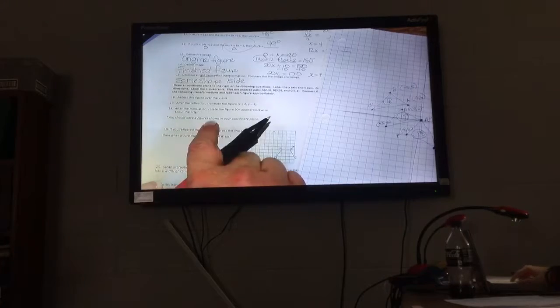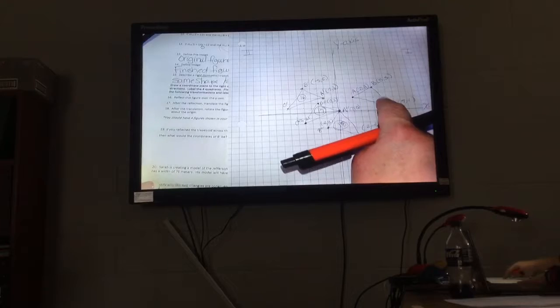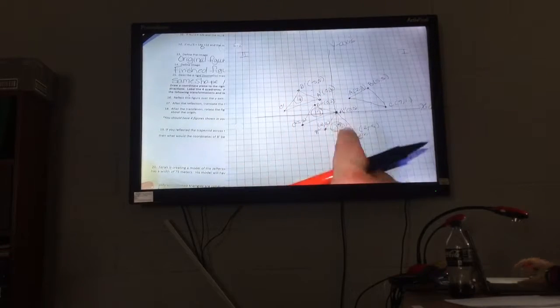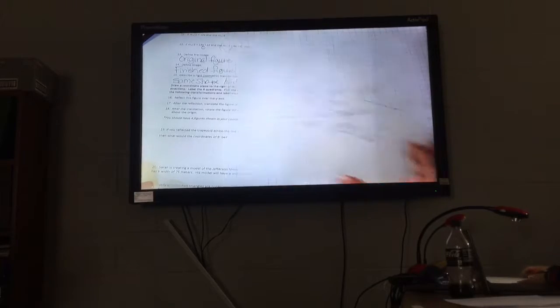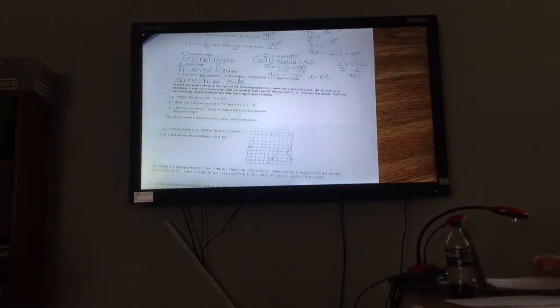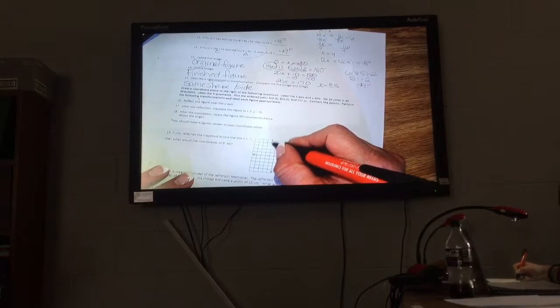It says you should have 4 figures shown on your coordinate plane. So here's 1, 2, 3, 4. My pre-image, my first, my second, and my third. Sorry, that should have 3 primes. I think I had 4. Forgive me. And then 19 says if you reflect across x equals -1, so x equals -1 is this line right here.